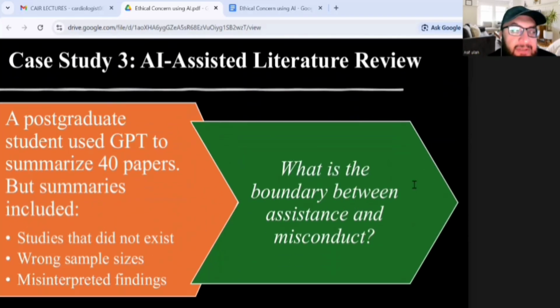The third case study is a postgraduate student using ChatGPT to summarize 40 papers. The summaries included studies that did not exist, and gave wrong sample sizes and misinterpreted findings. So, where is the boundary between assistance and misconduct?